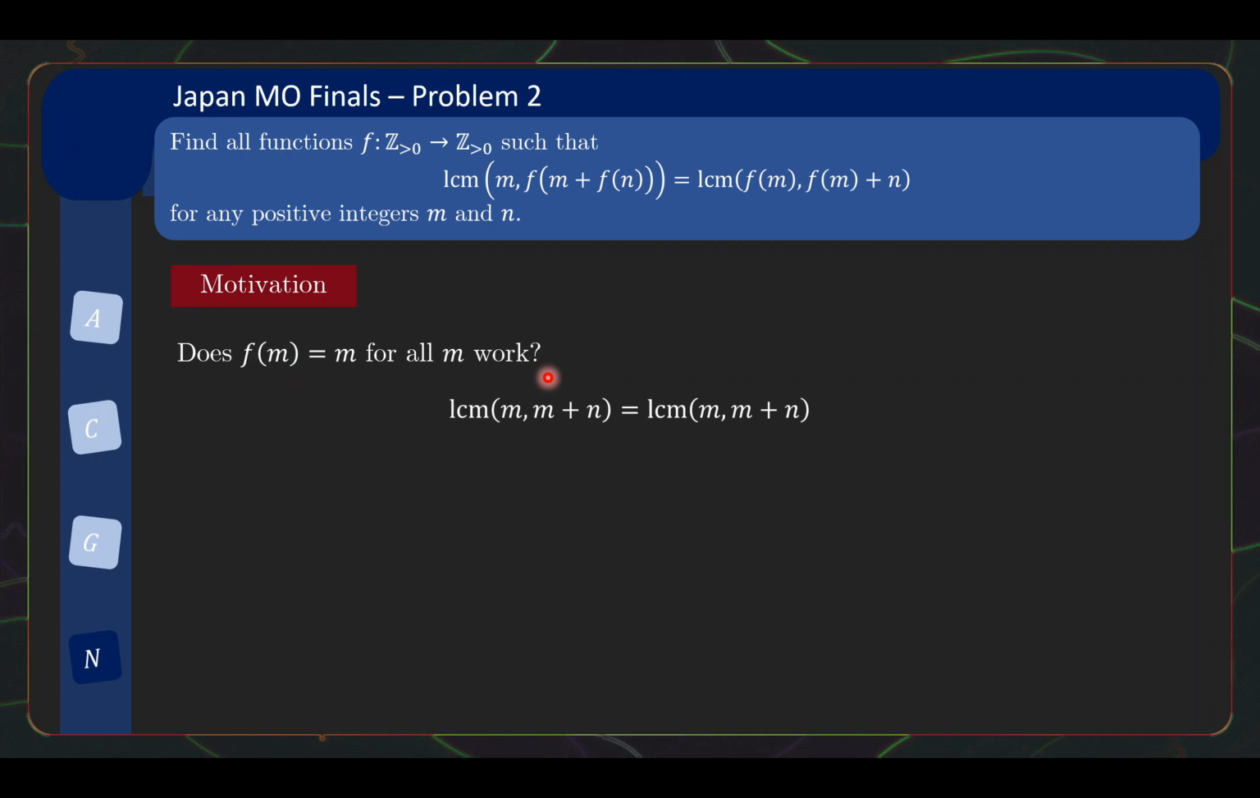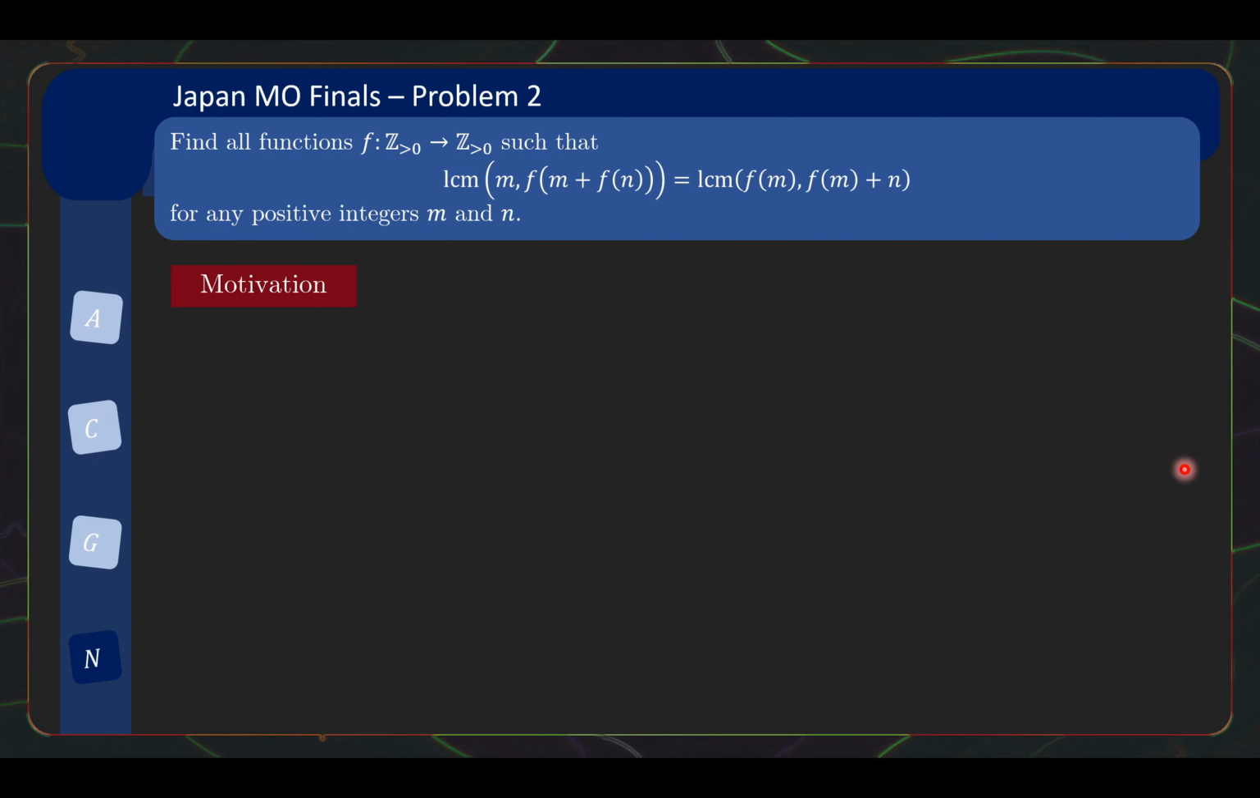And the question then obviously is whether there are other solutions. So after trying a little bit of the common type of solutions that you might expect, such as f(m) equals a multiple of m, maybe f(m) equals a constant and so on, maybe you are convinced that there are no other solutions. So how do we actually prove this?